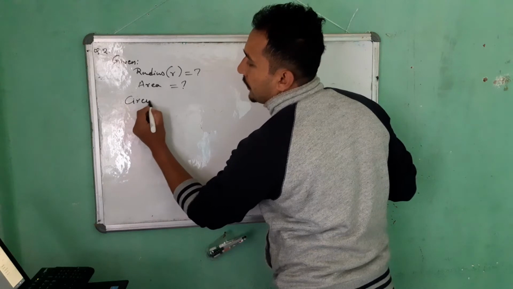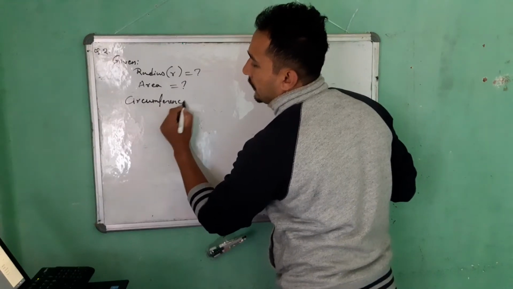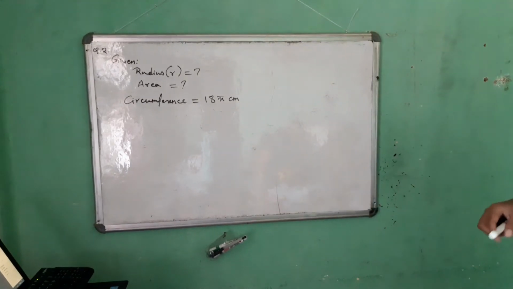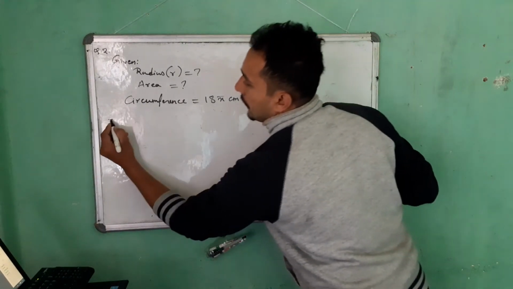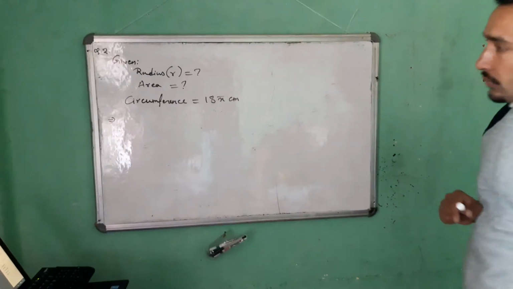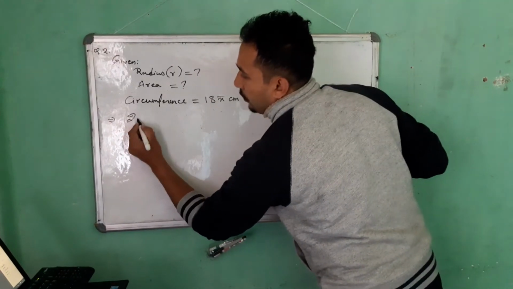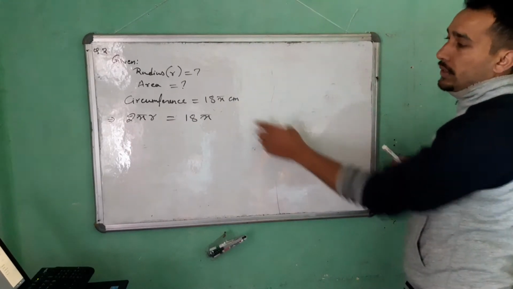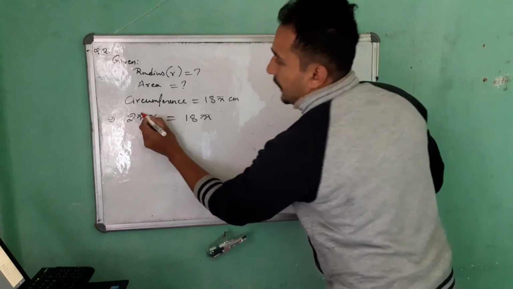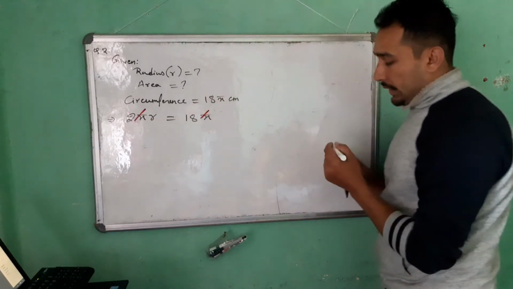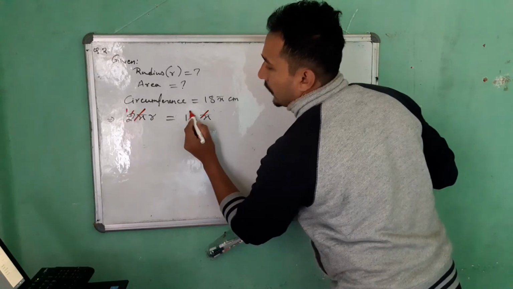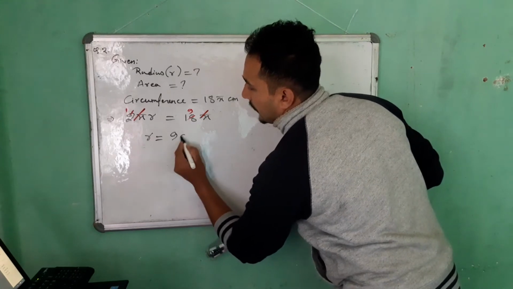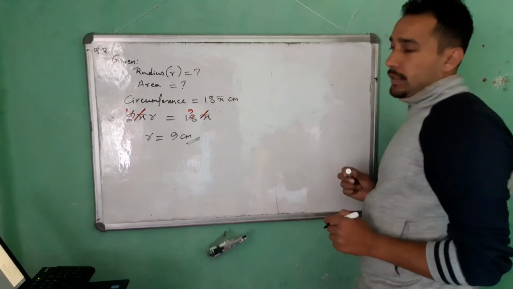Circumference is 18 pi centimeter. So use the formula for circumference like we did just before this. Circumference is 2 pi r is equal to 18 pi. No need to write the unit right now. So pi and pi get cancelled. 2 1s are 2, 2 9s are 18. So radius we have got r is equal to 9 centimeter.